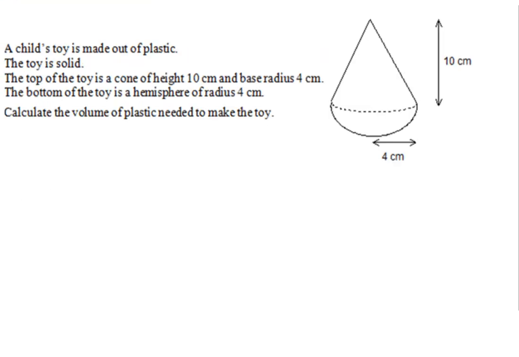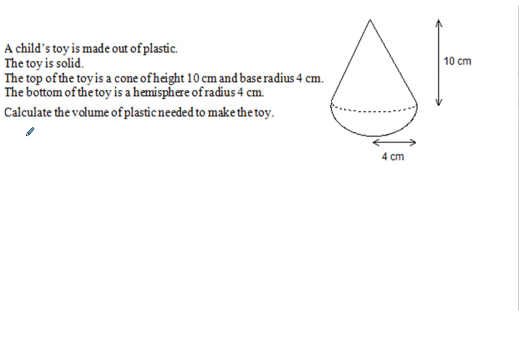Okay, let's look at this. A child's toy is made out of plastic. The toy is solid. The top of the toy is a cone of height 10 and base radius 4. The bottom of the toy is a hemisphere of radius 4. Calculate the volume of plastic.